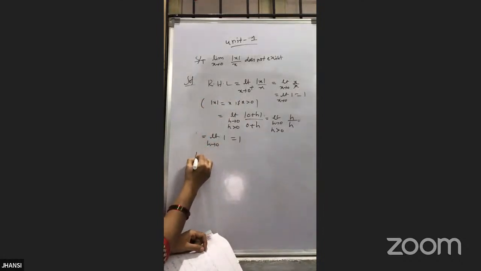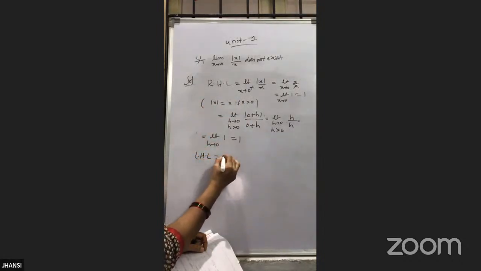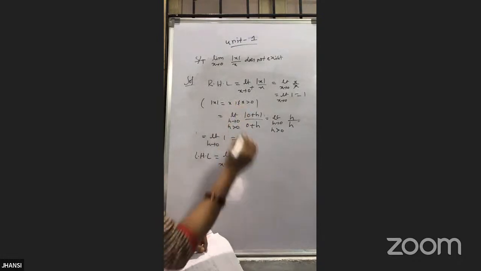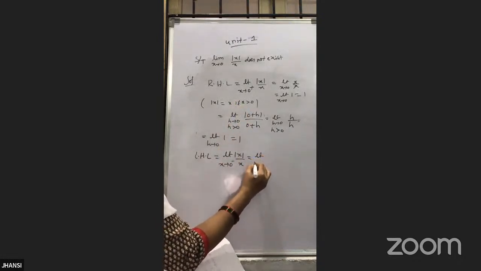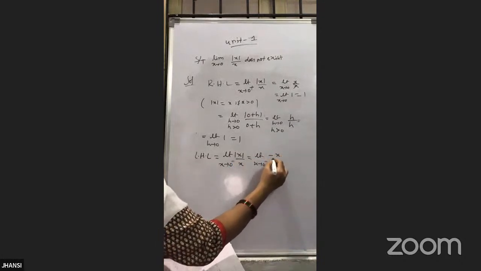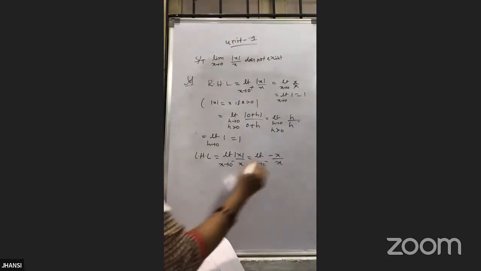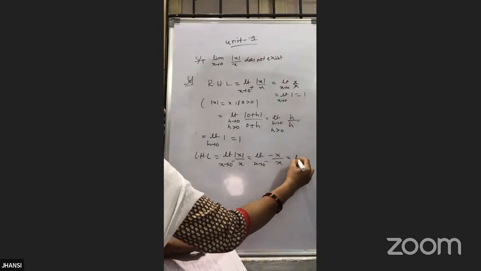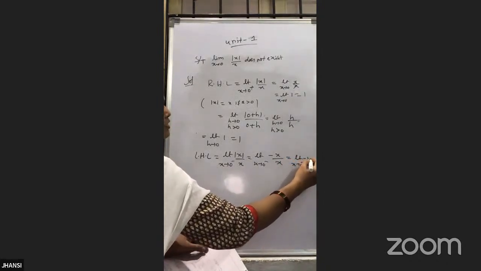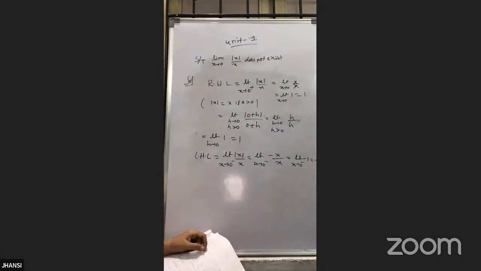So this is the RHL we got. Next, if we see the LHL, it is equal to limit x tends to 0 minus of mod x by x. From this concept, mod x will become minus x, so it will be limit x tends to 0 minus of minus x by x, which is limit of minus 1, equal to minus 1.